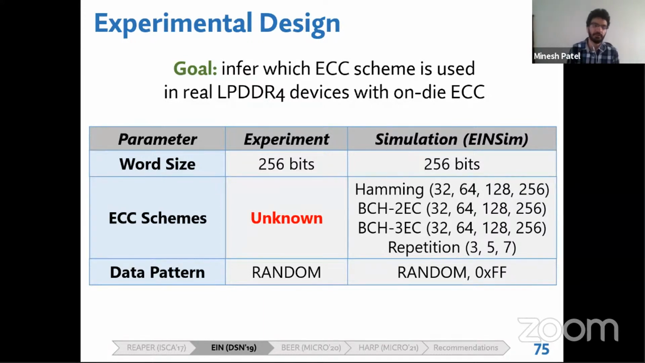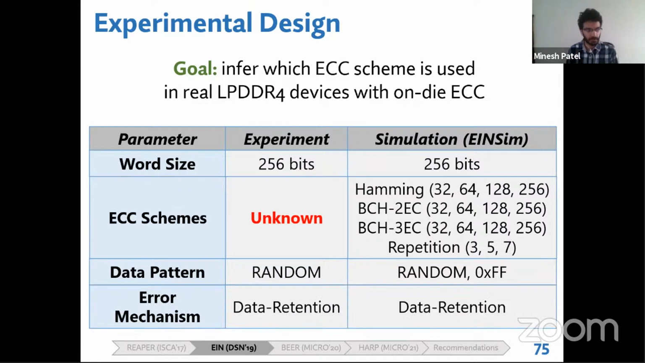The data patterns that we assume: in experiment, we use random data patterns, and in simulation, we use both random and a data pattern of all ones. And we will show later that it's very interesting to see the difference between the data patterns compared to what happens in experiment. And finally, the error mechanism that we study in both cases is data retention, though in theory, this analysis could be applied with other error mechanisms.